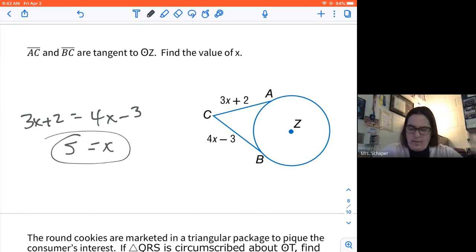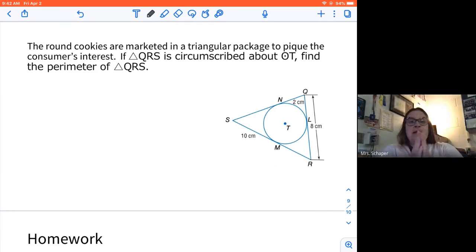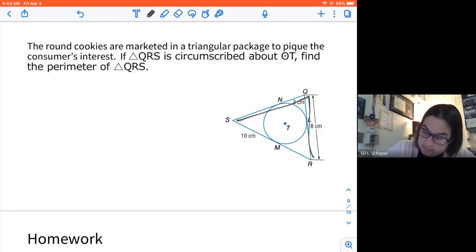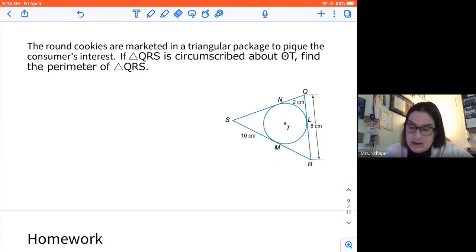Okay. When am I ever going to use this, Miss Shopper? Well, what if you're designing packaging for food? That's your role, right? So you have round cookies that are in a triangular package because that piques the consumer's interest. So if triangle QRS is circumscribed about circle O, that means it goes on the outside of it. That's what we mean by circumscribed. About circle T, find the perimeter of QRS.